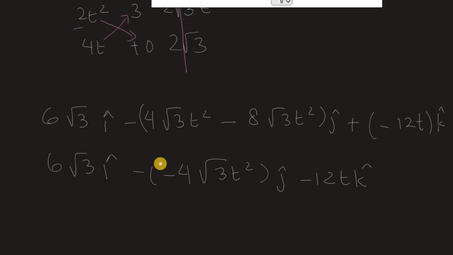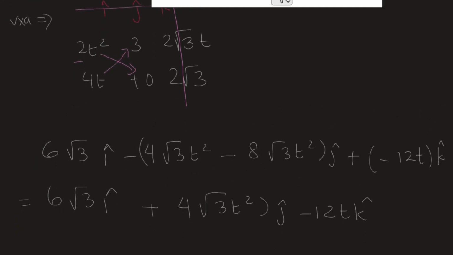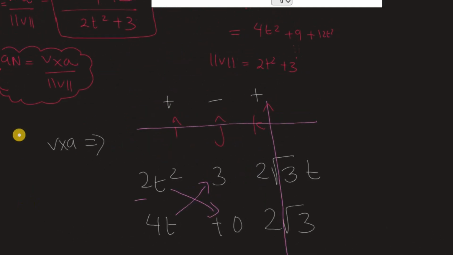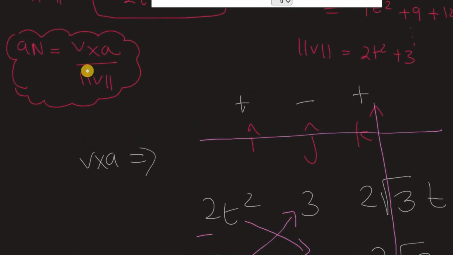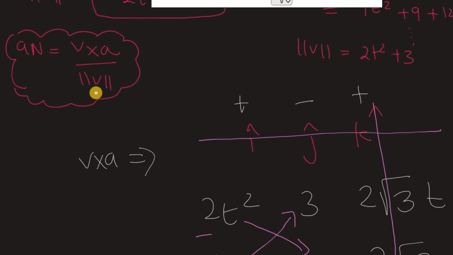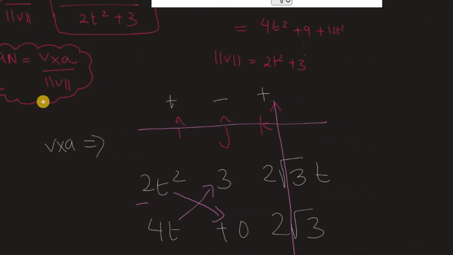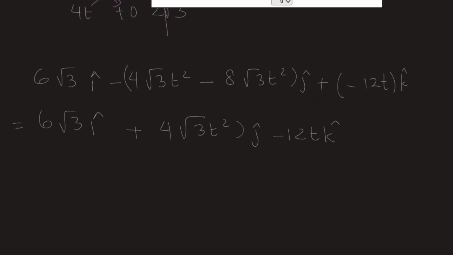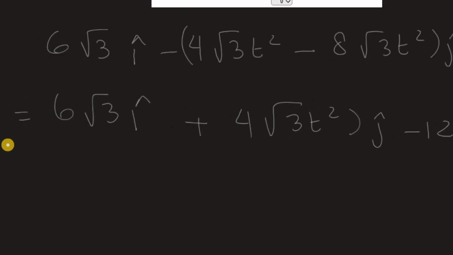So here this negative and negative, it's gonna turn into positive, right? If you multiply these two. So this is the answer to the cross product of V times A. Now in order to find the A normal, we simply need to now divide the result by the magnitude of V. And what is the magnitude of V? It's simply the square root of 2t squared plus 3. So now this is V times A.